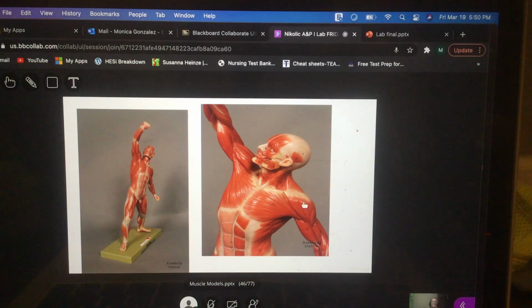Now, where is it? In this model, you can see the biceps brachii on both arms. That's it. Careful. Don't go too much further. That's it. Just there. And yes, on right and left, you can see that.